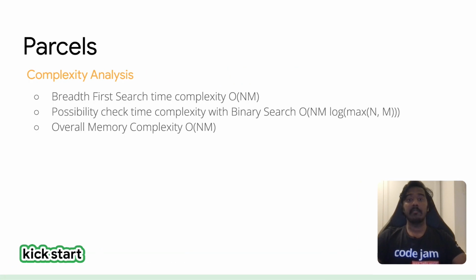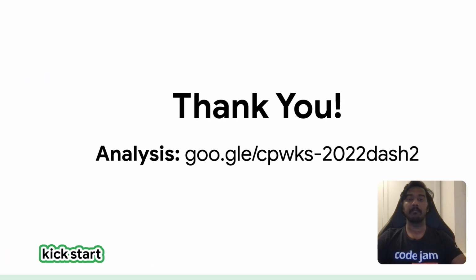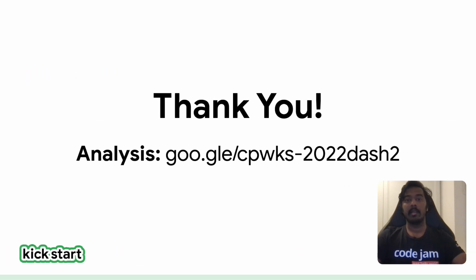The time complexity for the breadth-first search is order of n times m. If the initial grid contains a single delivery office, then the maximum possible answer can be order of the maximum between n and m. So the complexity of the possibility check with the binary search will be order of n times m times log of the maximum between n and m. The overall memory complexity will be order of n times m. The full problem analysis is available on the dashboard.